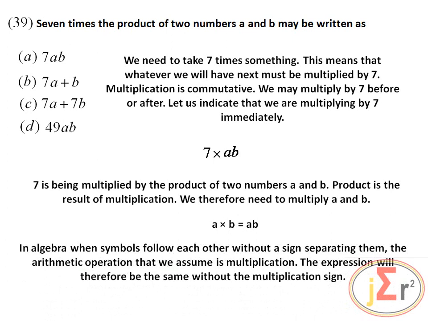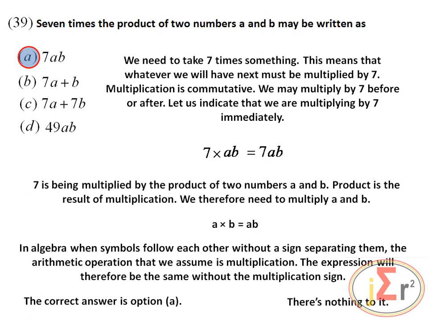In algebra, when symbols follow each other without a sign separating them, the arithmetic operation that we assume is multiplication. The expression will therefore be the same without the multiplication sign. So we can just write that as 7AB. The correct answer is option A. There is nothing to it.